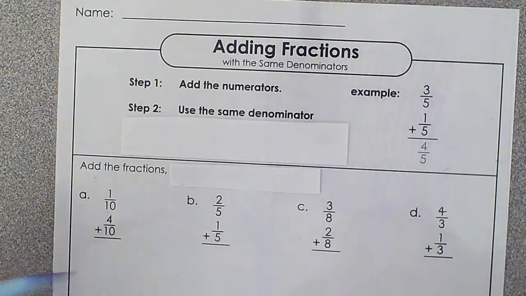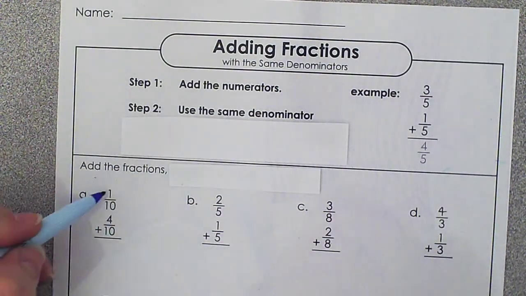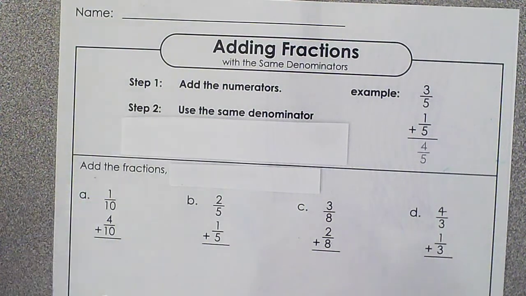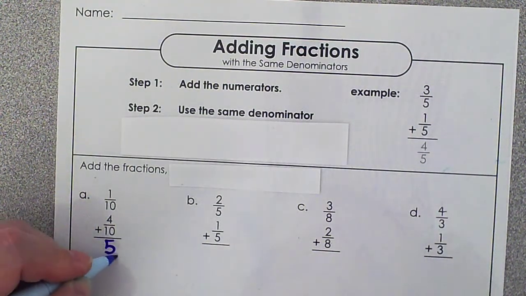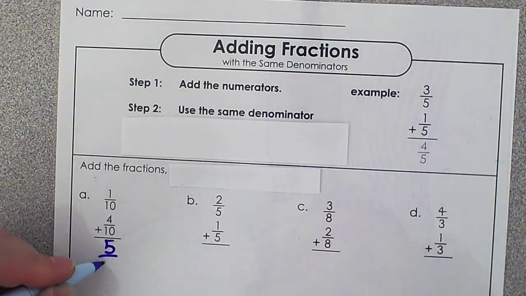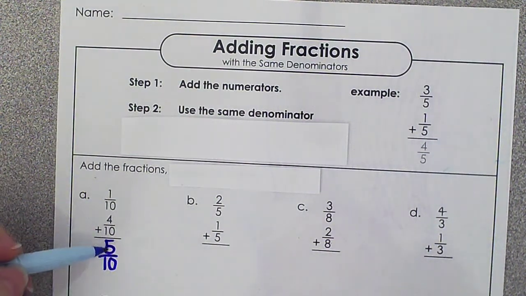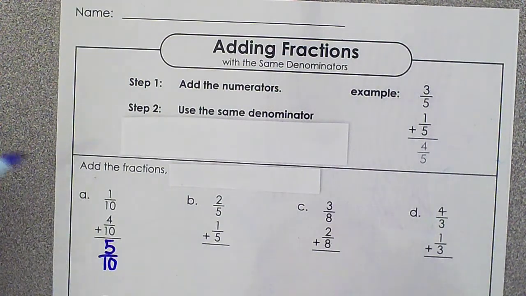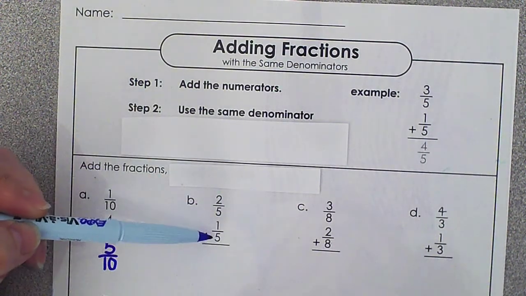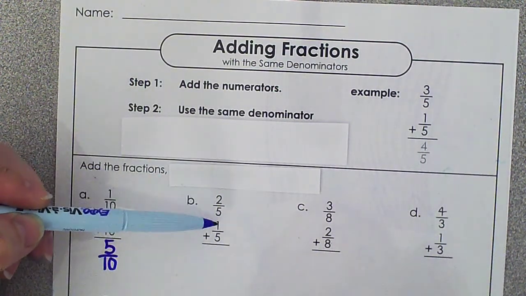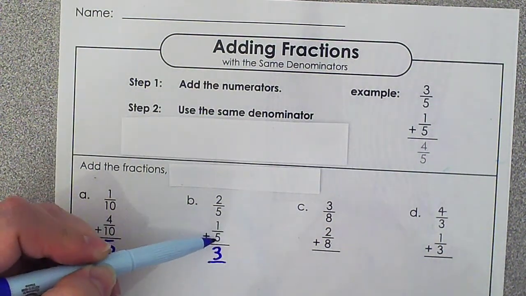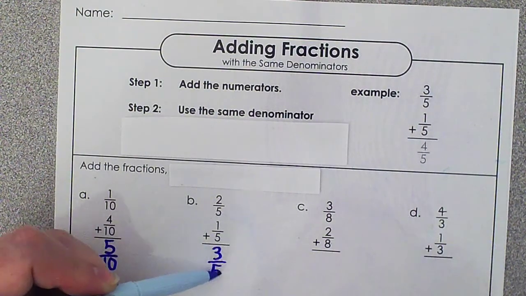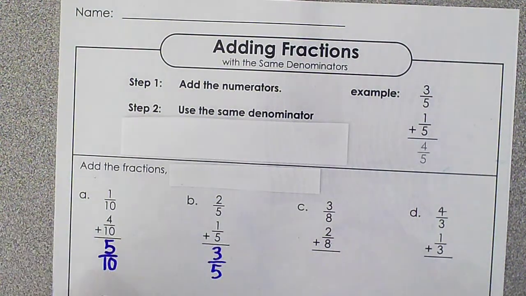Let's try the first row here together. 1/10 plus 4/10. 1 plus 4 is 5. My denominator stays the same. Our sum is 5/10. Next, 2/5 plus 1/5. 2 plus 1 is 3. My denominator stays the same. So 3/5 is my sum.